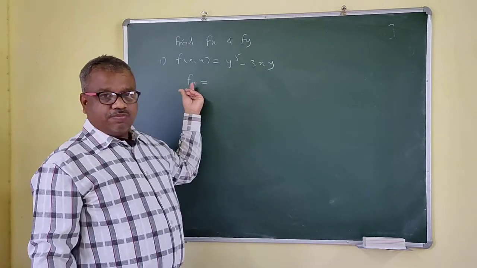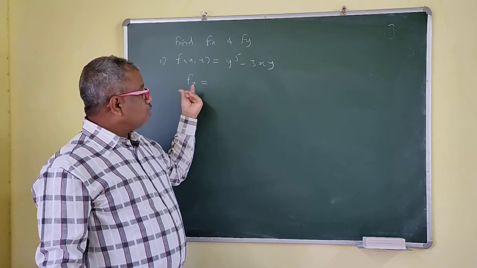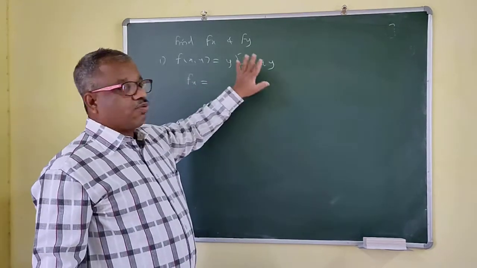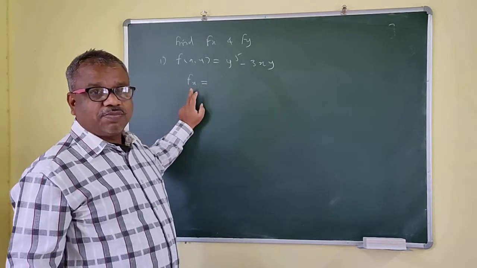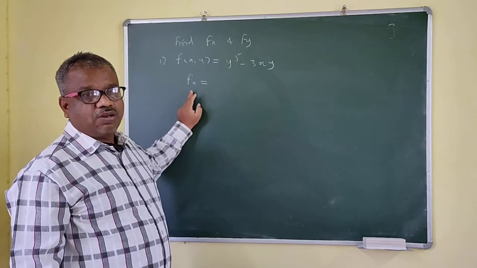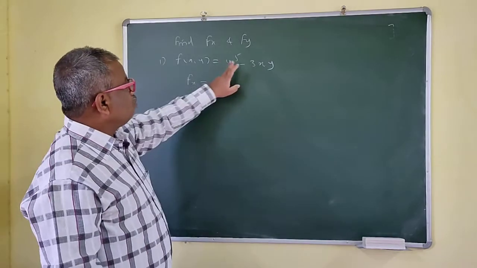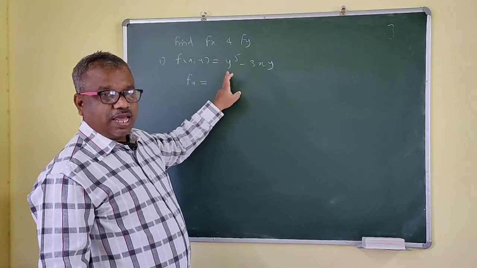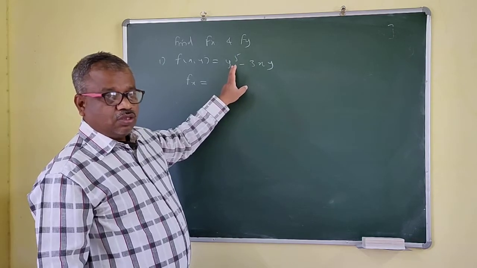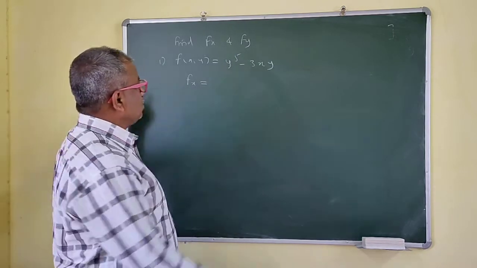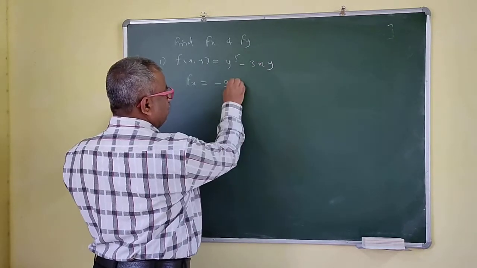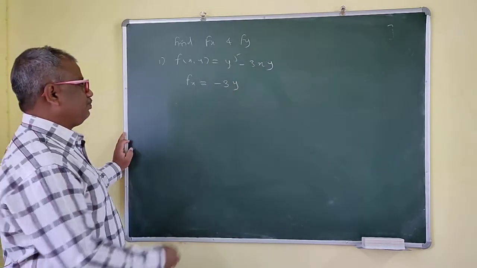We want to find the first order partial derivative with respect to x. So what we have to do? We have to keep y as a constant and partially differentiate with respect to x. So your y to the power 5 is a single term. We do not contain any x, so that means it is a constant. Derivative of constant is 0. So this is 0. Then minus 3 will be as it is. Derivative of x is 1. So this is 3y.